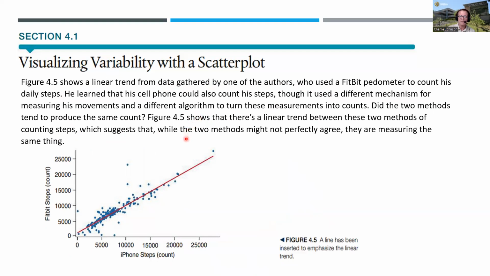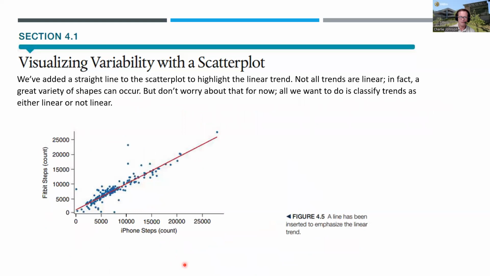Figure 4.5 shows that there's a linear trend between these two methods of counting steps, which suggests that while the two methods might not perfectly agree, they are measuring the same thing. We've added a straight line to the scatter plot to highlight the linear trend.